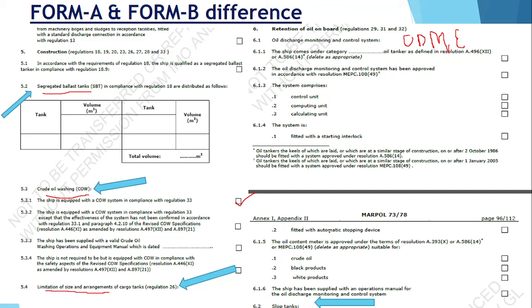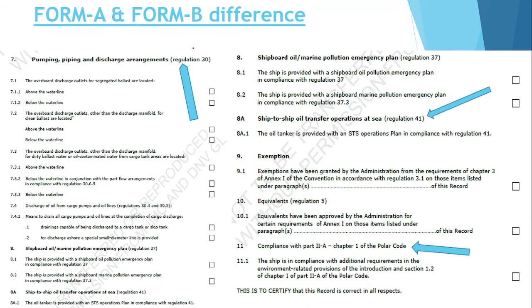Now, one more thing. For the oil content meter, you need to remember this MEPC regulation, MEPC 108(49). After that, pumping and piping arrangement, you just go through that. After that, whether your ship is able to do ship-to-ship oil transfer or not, STS, and what the compliance with the code is. So friends, these are all the things which are mentioned in Form A and Form B.